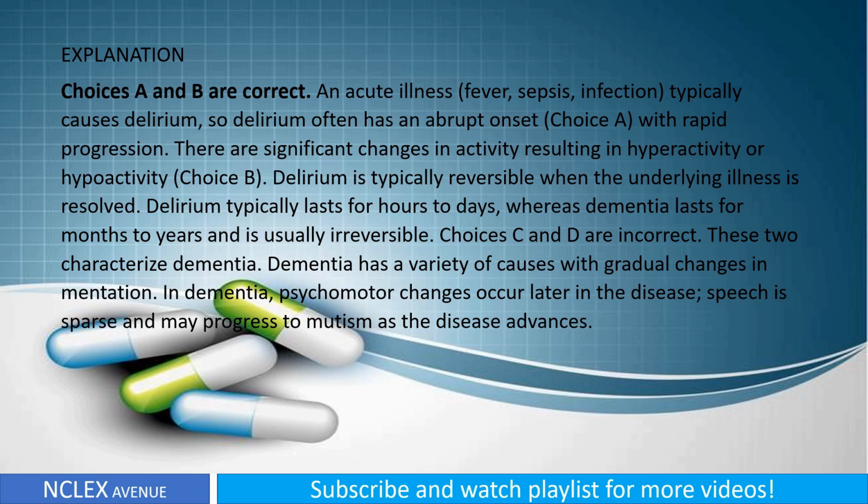Choices C and D are incorrect. These two characterize dementia. Dementia has a variety of causes with gradual changes in mentation. In dementia, psychomotor changes occur later in the disease, speech is sparse and may progress to mutism as the disease advances.